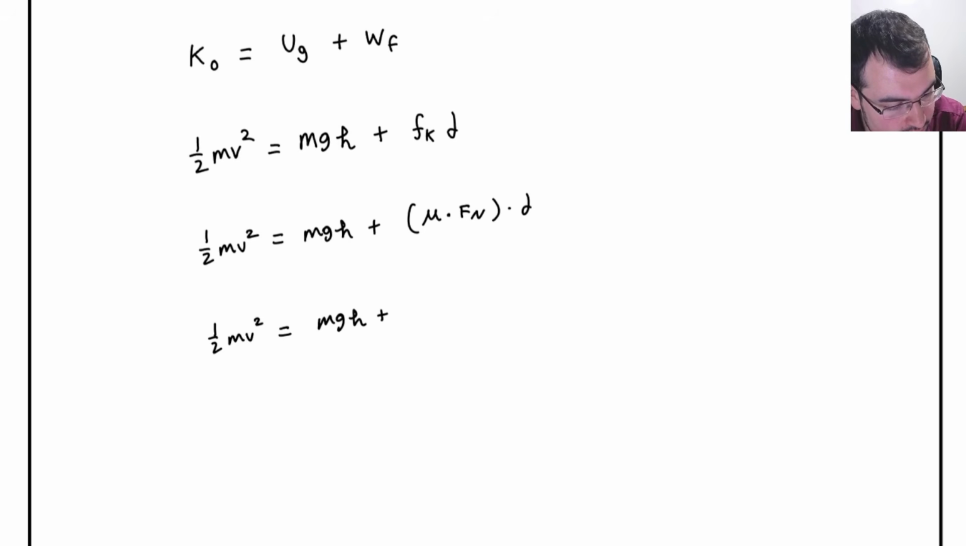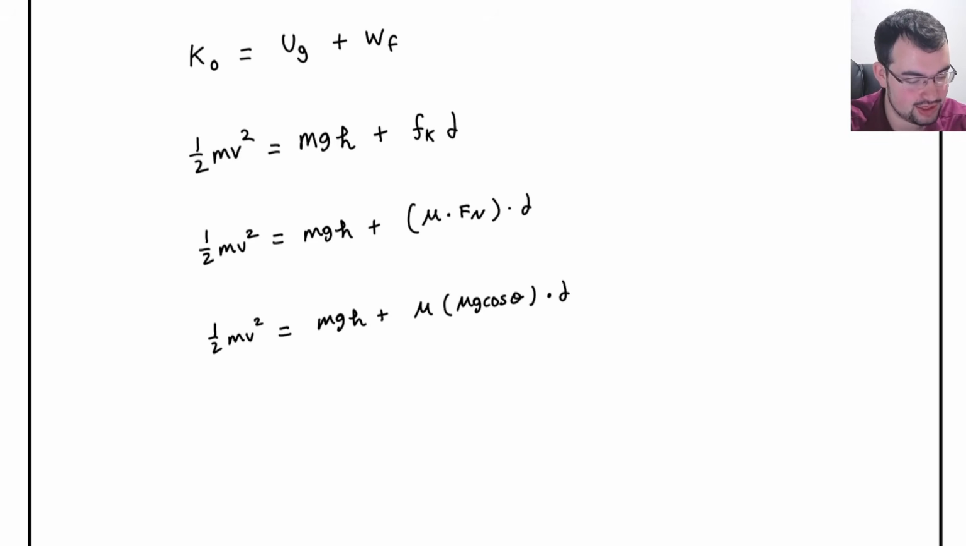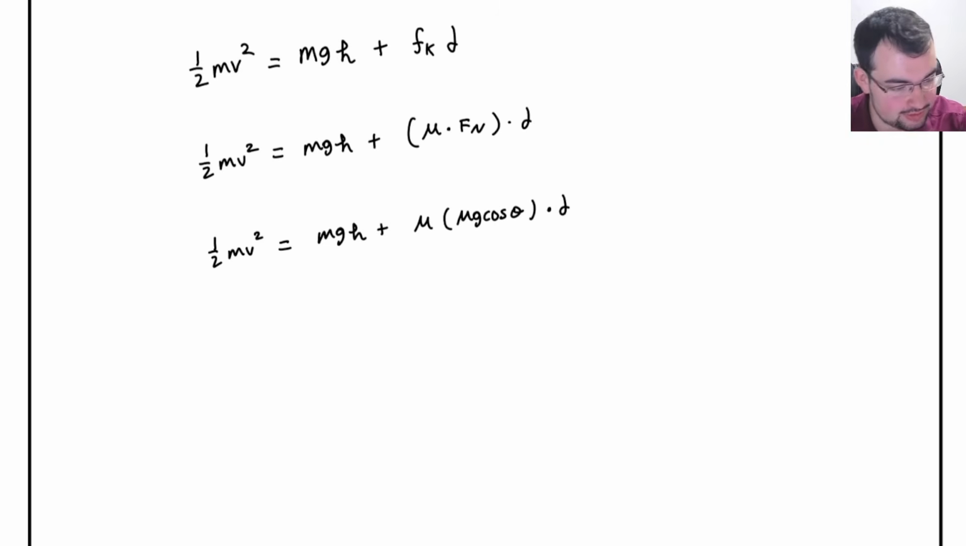And normal force is mg cosine theta on a ramp. That's just on my memorized list, right? You should just know that mg sine theta pulls down, mg cos theta pulls in. So this would tell you that v squared over 2 equals gh plus mu gd cosine theta.